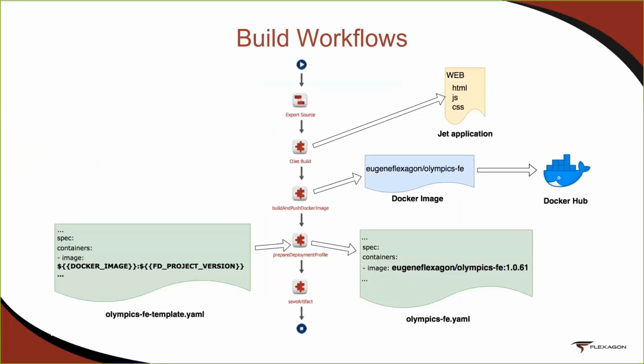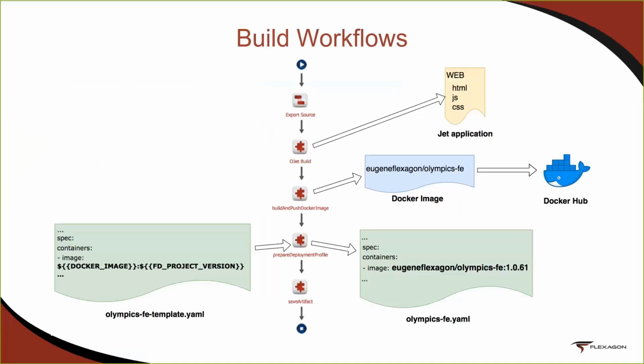And at the next step, build and push Docker image is putting everything into a container and pushing it to the repository. So it uses the Flex Deploy Docker plugin, and basically it creates a Docker image with a name provided by a project property and with a tag corresponding to the project build version.